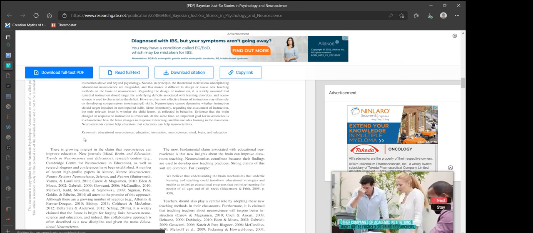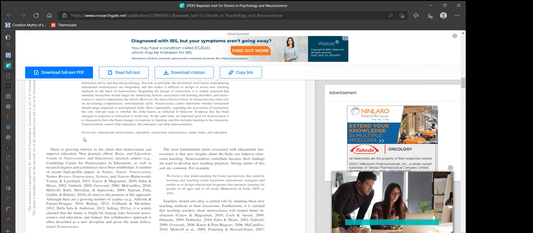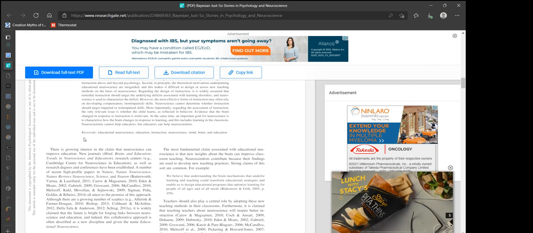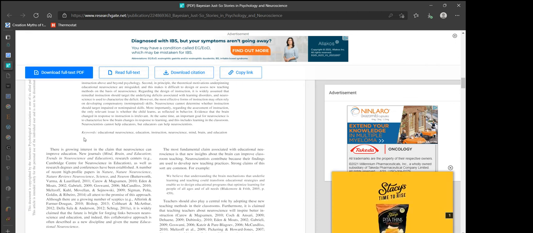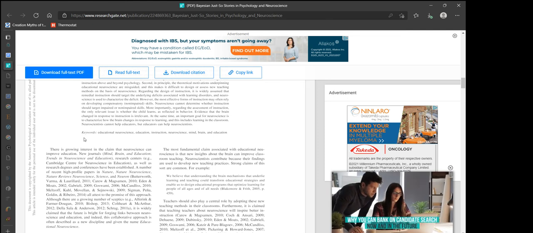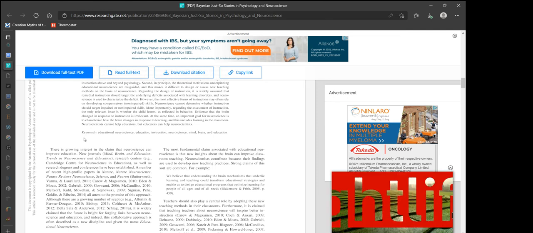At the same time, an important goal for neuroscience is to characterize how the brain changes in response to learning, and this includes learning in the classroom. Neuroscientists cannot help educators, but educators can help neuroscientists.